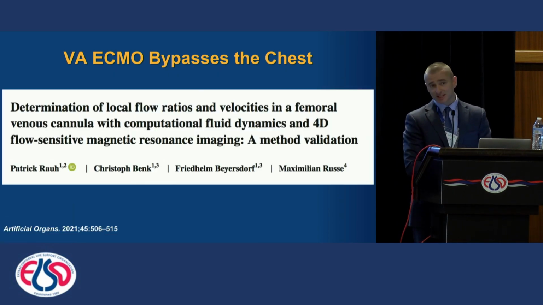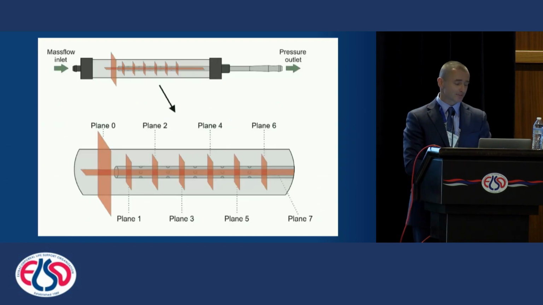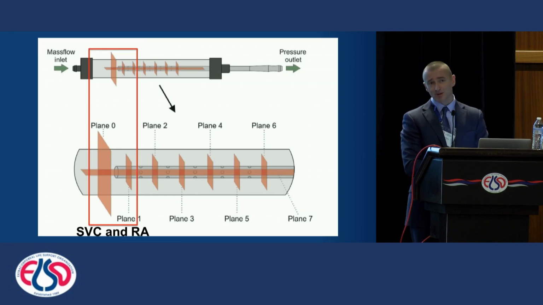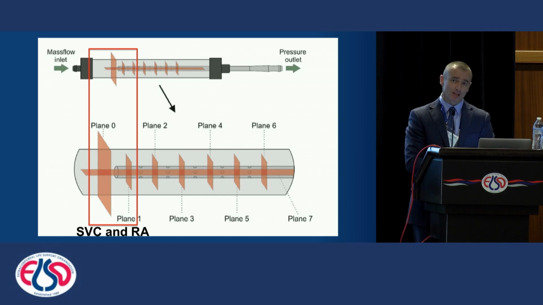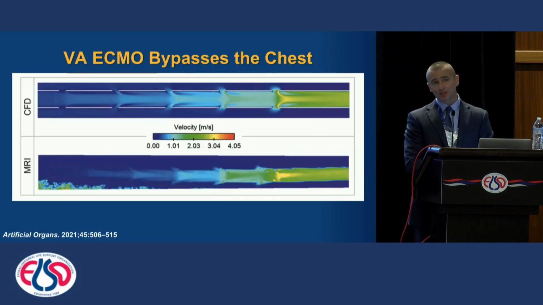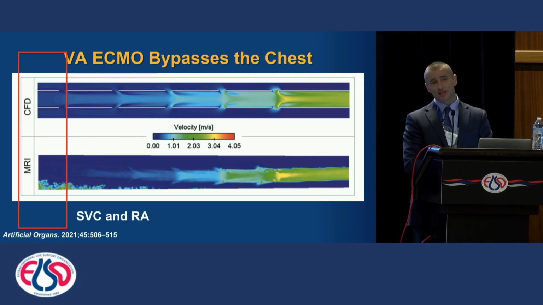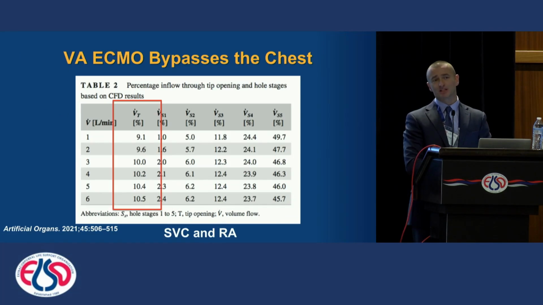We know from the studies, and this is one of the most recent ones, that when we look at the multi-stage venous cannulas and divide them in zones, where the tip of the cannula represents the SVC and right atrial area, and then we study the flow through this cannula with MRI and compute the flow characteristics, we realize that only about 10% of the flow comes from the tip of the cannula that normally sits in the SVC and right atrial area, and 90% comes from below.